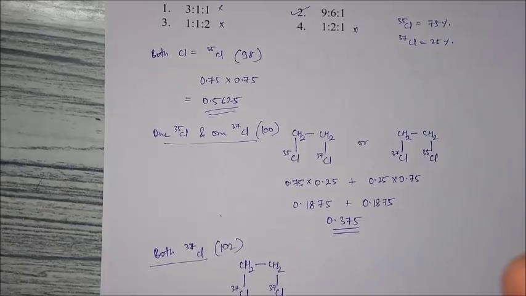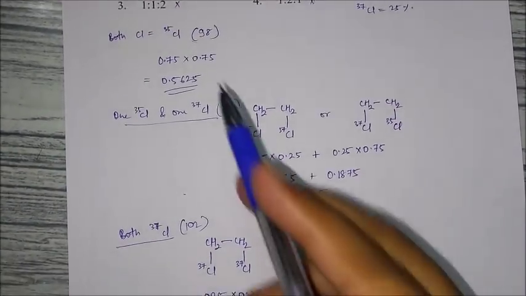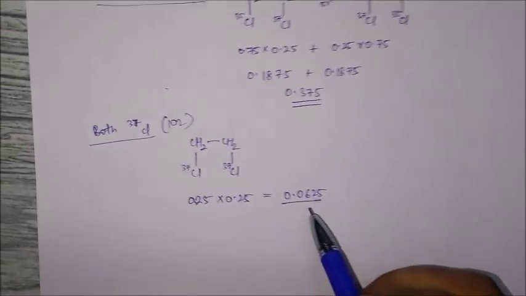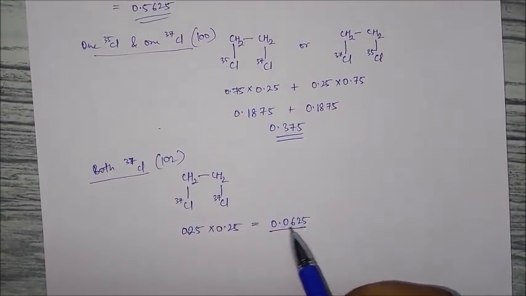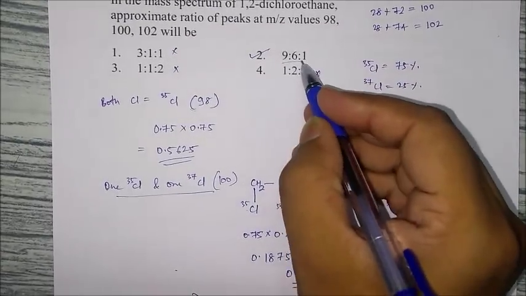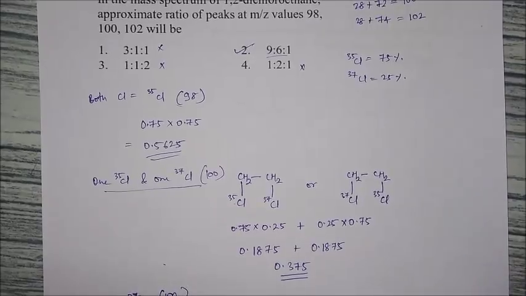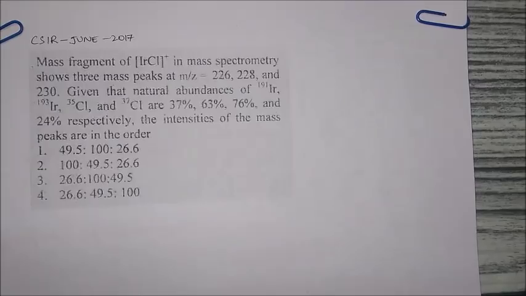But if you want to get the exact ratio in whole numbers, you just divide all the three values with this value 0.0625. Divide all these three with this, and you will get this value. So divide it and check whether you are getting it or not. We will move on to the next question.